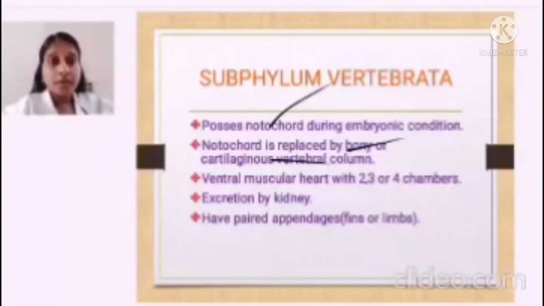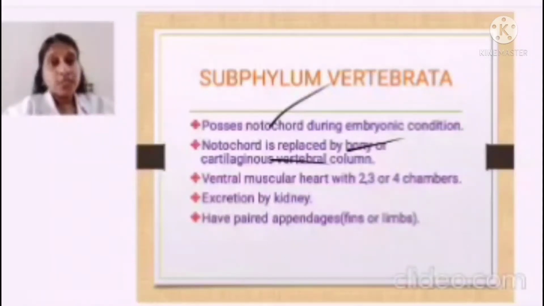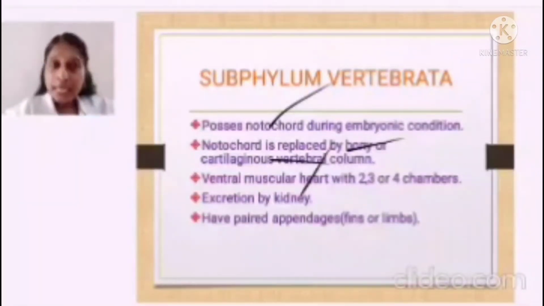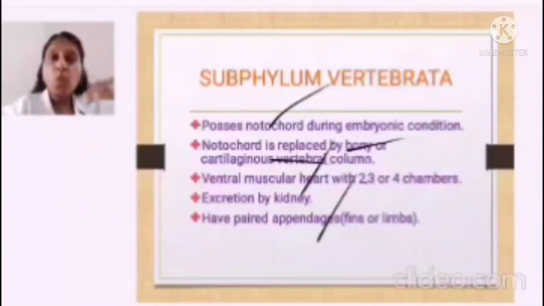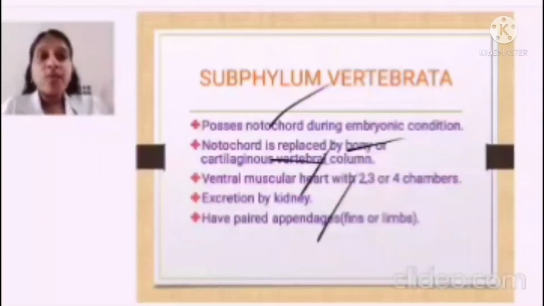Then, a muscular heart is present in these vertebrates. It can be 2-chambered in some, like fishes, 3-chambered like in amphibians, and 4-chambered like in mammals. So the chambers of the heart vary from organism to organism in vertebrates. Now, excretion is usually by kidney, and they have appendages. Appendages means legs, or the parts which help in movement. In fishes, it will be fins. In terrestrial animals, limbs are used: forelimbs as well as hind limbs are used for moving from one place to another. So this is regarding subphylum vertebrata.